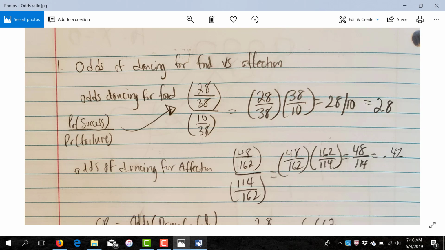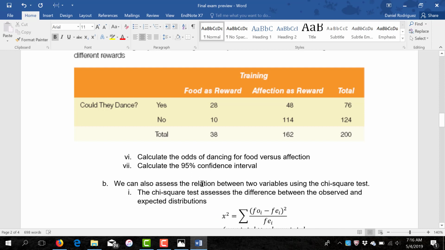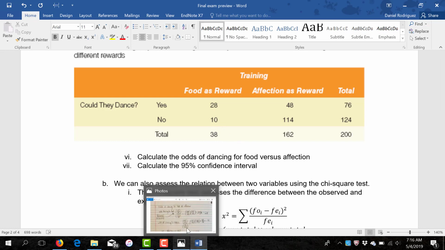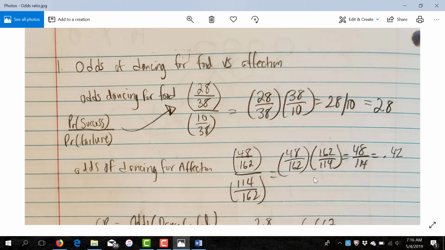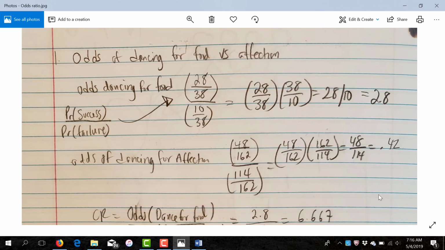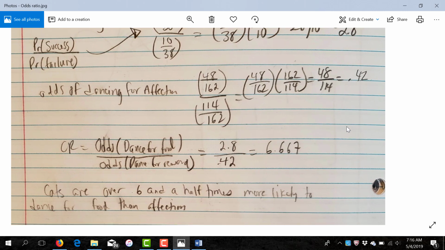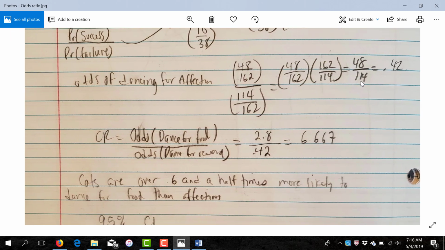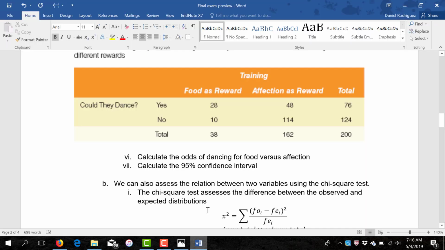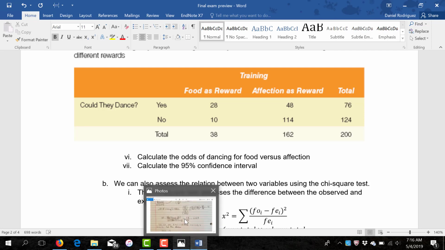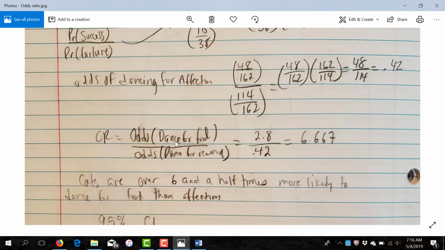And let's go back to that picture for a second here. When I was talking about odds ratios, I mentioned that we don't need to divide by the total. We can just take 28 divided by 10. And basically this is showing you why we could do that, because the denominators cancel out. So let's see what the odds of dancing for affection are. We do the same thing, and we get basically 48 divided by 114, which is 0.42. Now that we have those two, we can actually calculate the odds ratio. So the odds of dancing for food divided by the odds of dancing for affection is 6.667.